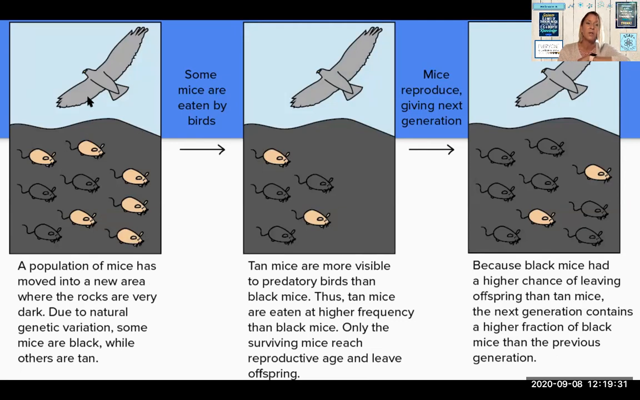So the birds are able to easily eat the brown mice, but hardly ever eat the black mice. These ones stay camouflaged. And so therefore they pass on their trait for black fur to the next generation, which means the next generation will have more mice that are born with the black trait than tan mice. And so the population is therefore changing over time.